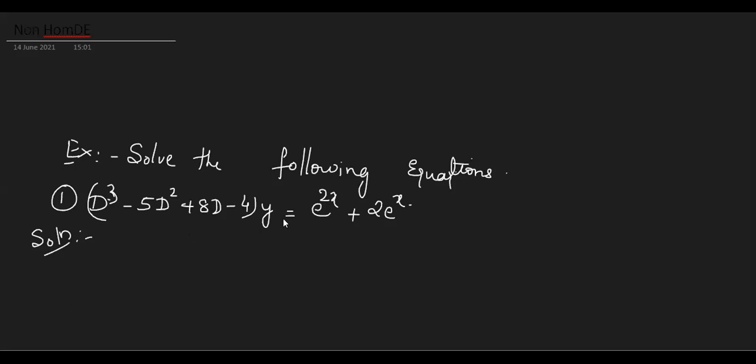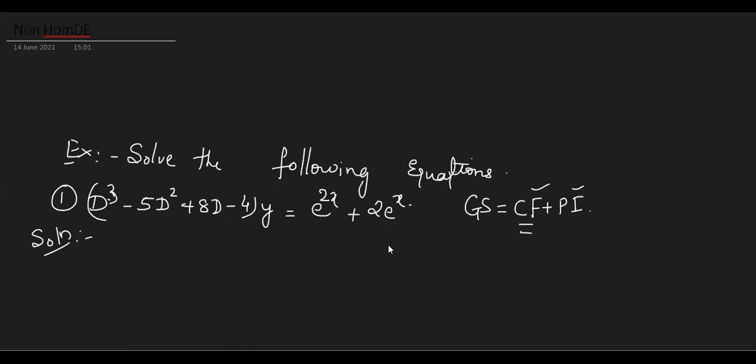So here we have a non-homogeneous differential equation because the RHS part is not 0. So it is non-homogeneous, so your GS depends on what? CF and PI, right? So we have to find both because it is non-homogeneous. Okay, so let us find CF.